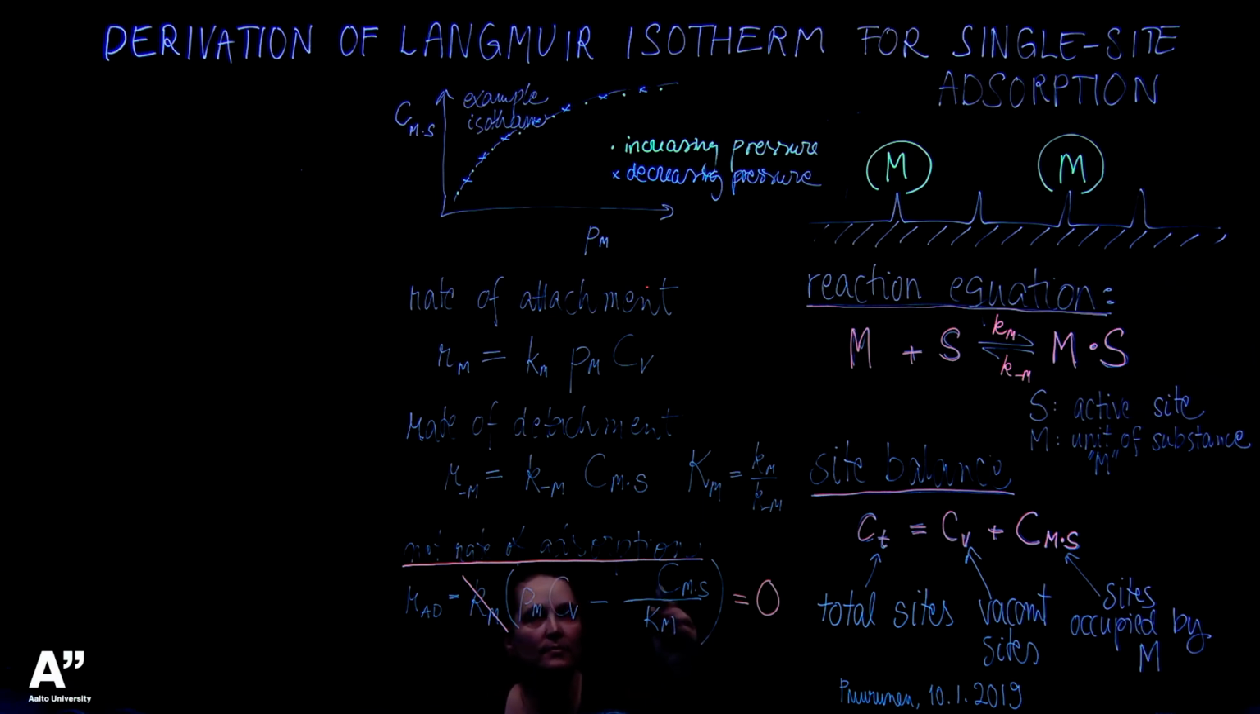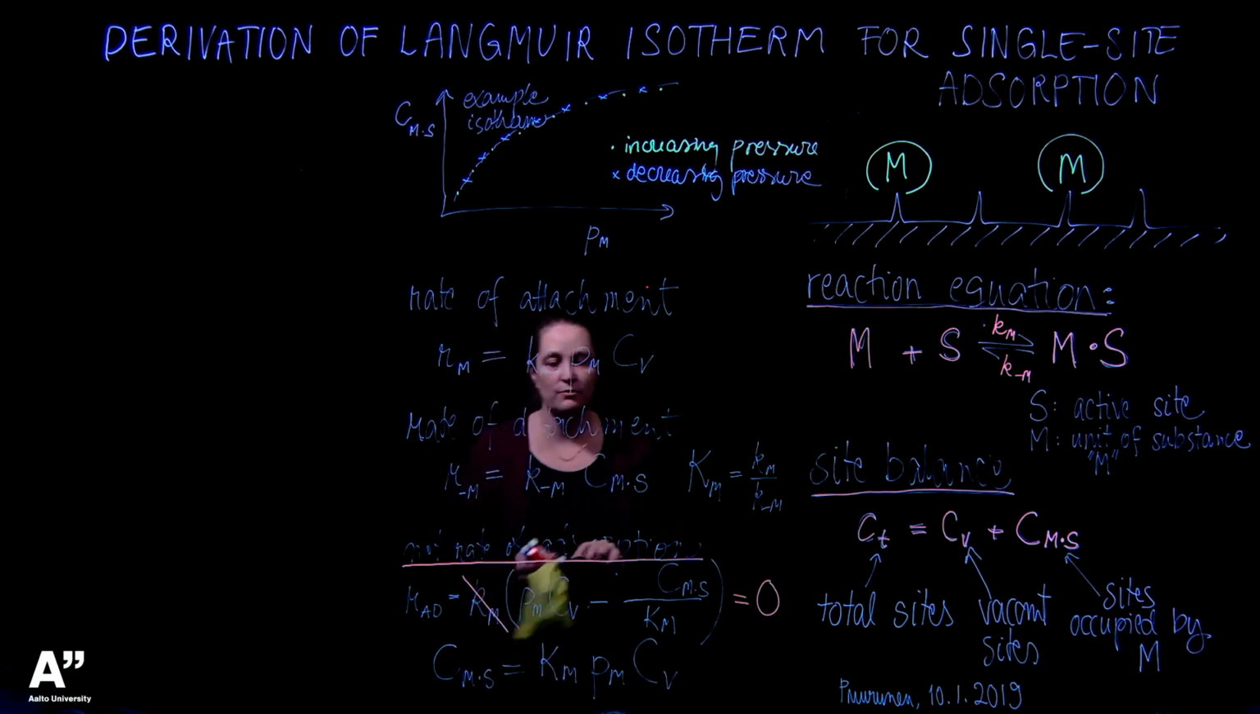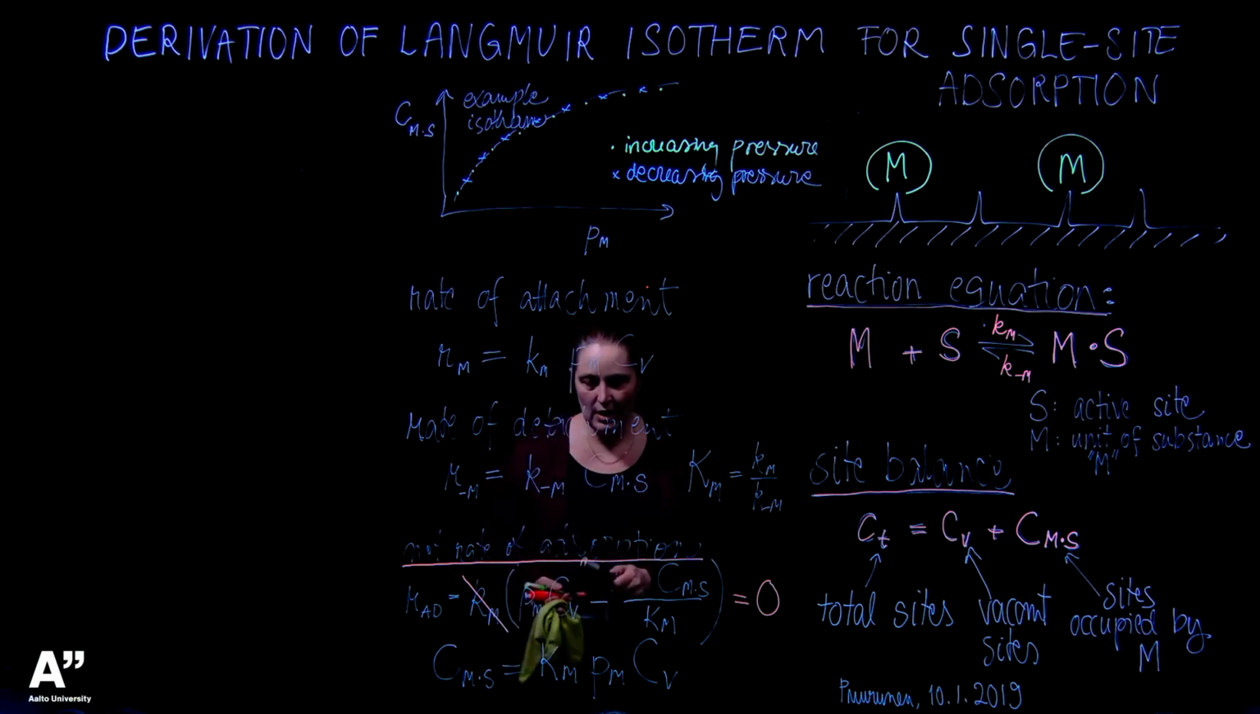So I will just multiply with Km, so that goes there, and change the sides, so we get the concentration that we are looking for. So the concentration of occupied sites occupied by M equals the equilibrium constant times partial pressure of M in the gas phase times the concentration of vacant sites. That looks already nice and simple, right? But it's not yet what we are looking for.